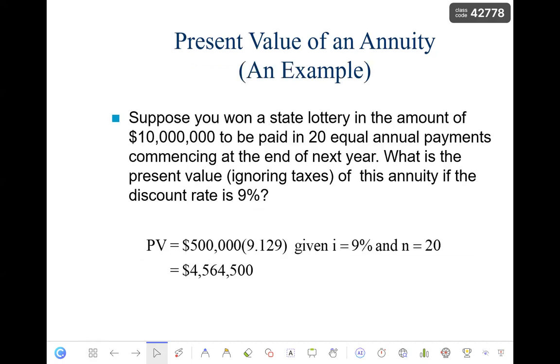So in the present value of annuity, remember, present value, we're usually trying to figure out what's going on now. We're using the same formula. So this is given that interest is 9%, and we're doing 20 periods times 500,000. So why is it 500,000 when they're telling us 10 million? And we're ignoring the taxes.